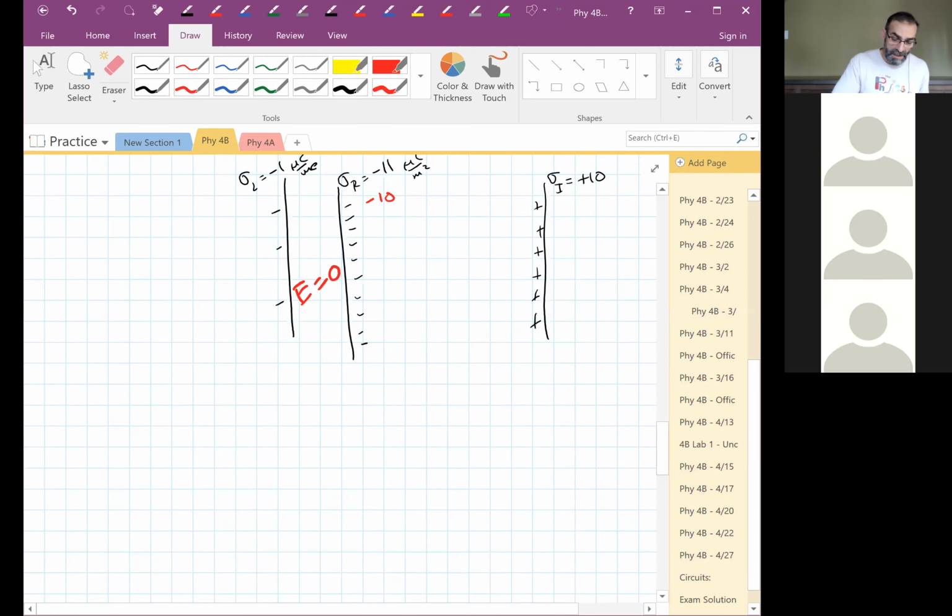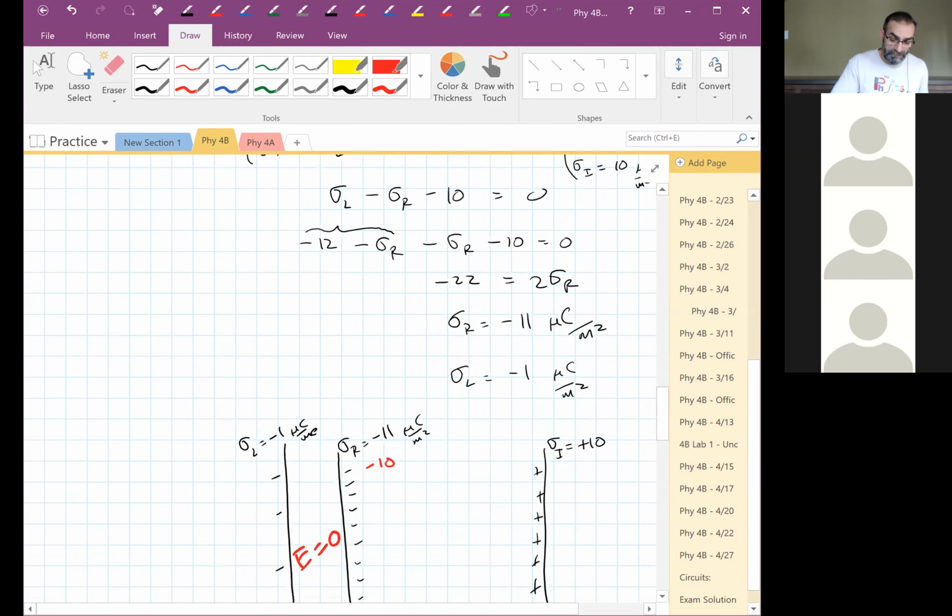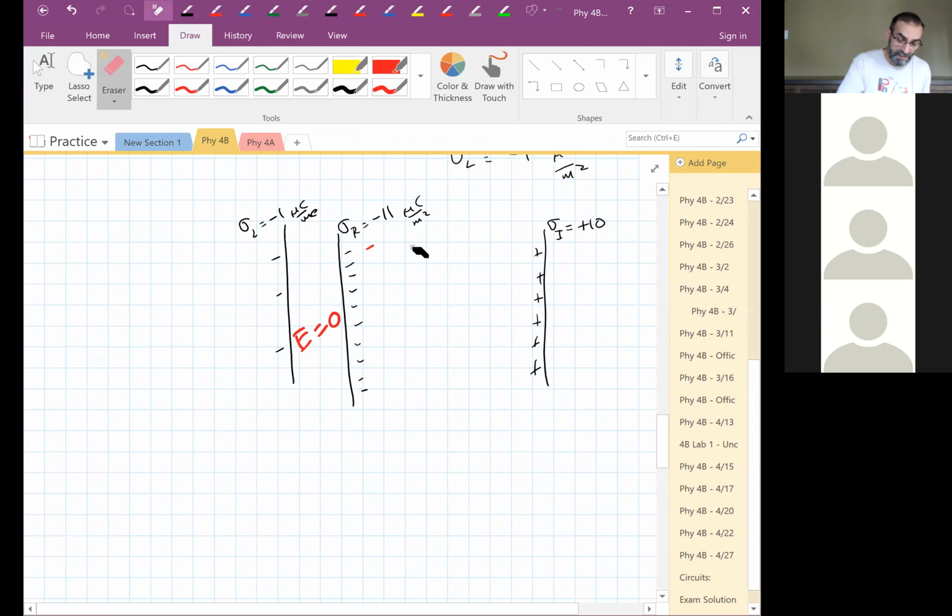Okay, perfect. So this is what we know from doing our two equations. Now we can solve for E everywhere, plugging things in. So we know that E1, this is region 1 over here, right? Region 2, we already know E is 0 there. And then region 3 and region 4. So E1, we need to find.